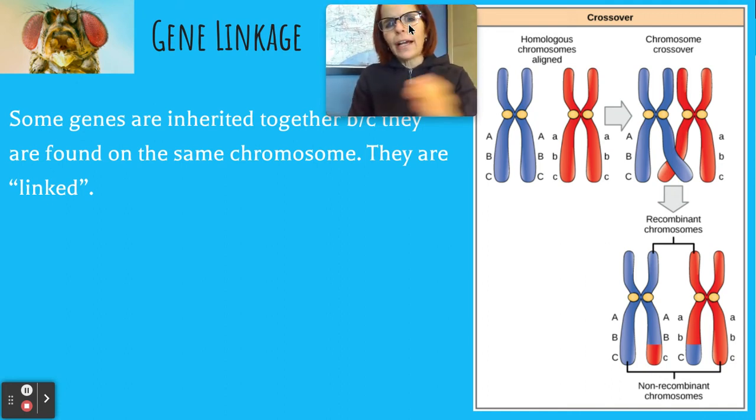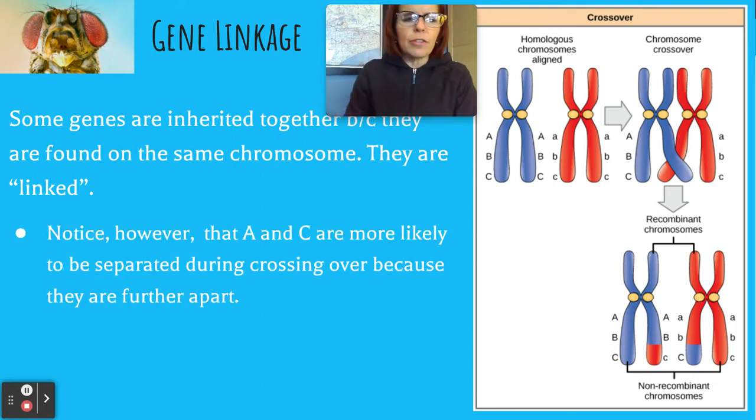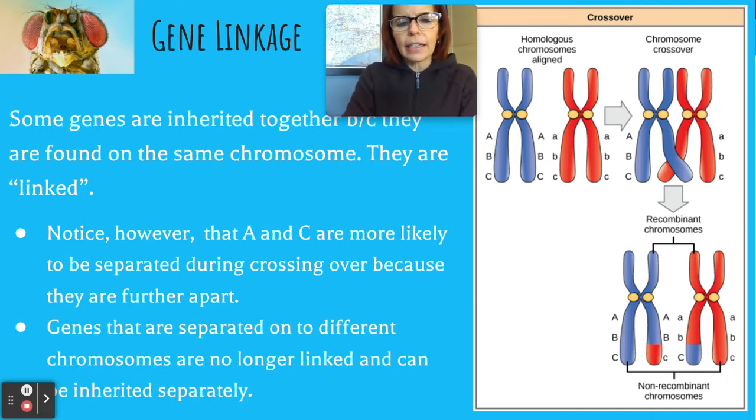However, notice what happens during metaphase 1. They cross over, and so notice that the capital C gets separated from the capital A and the B. And so now the capital C is on the other chromosome. So it says, notice, however, that A and C are more likely to be separated during crossing over because they are further apart. Genes that are separated onto different chromosomes are no longer linked and can be inherited separately.